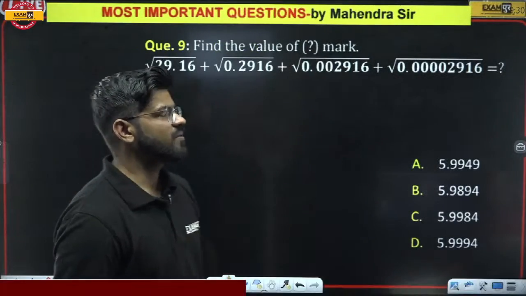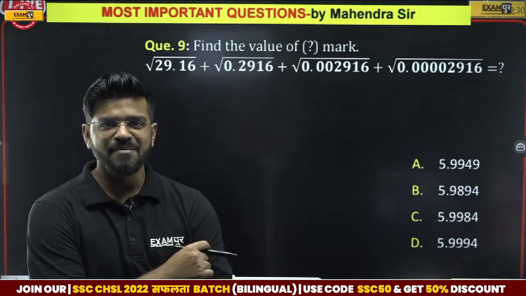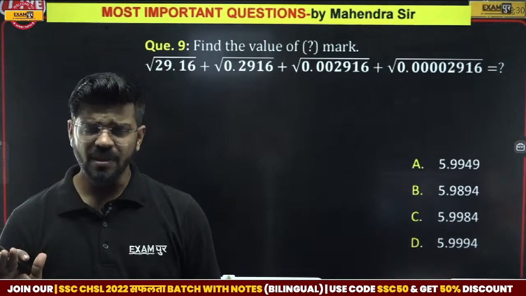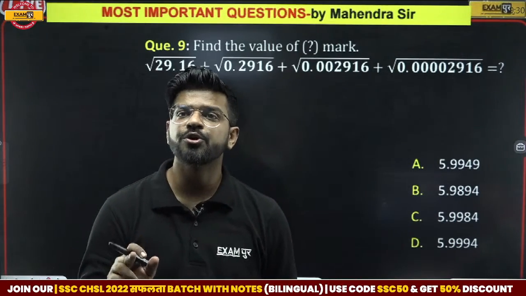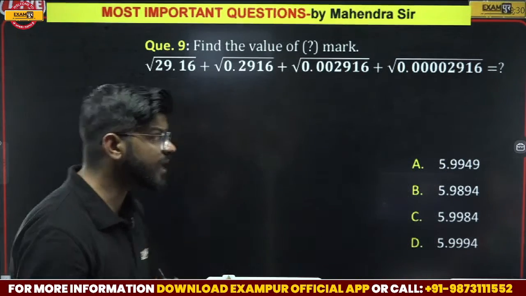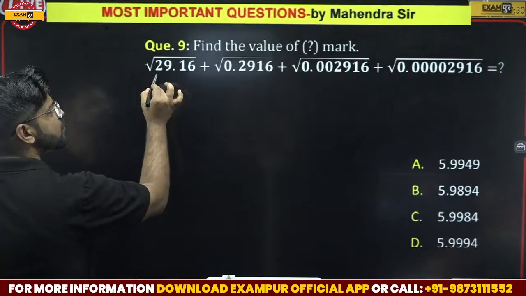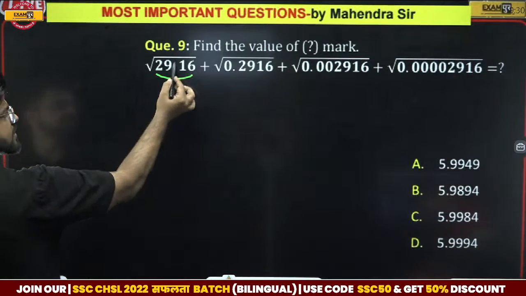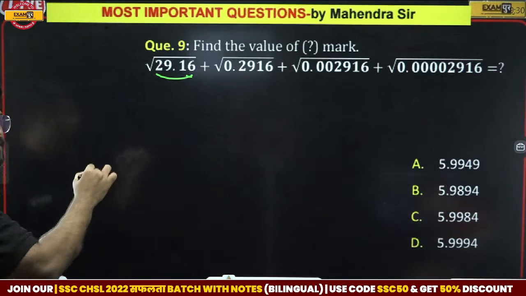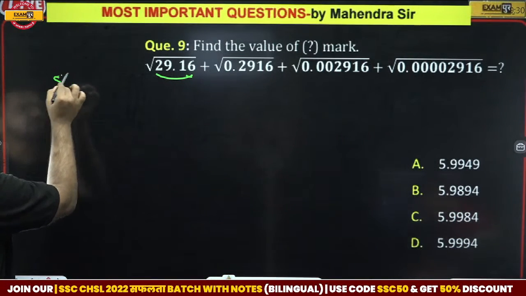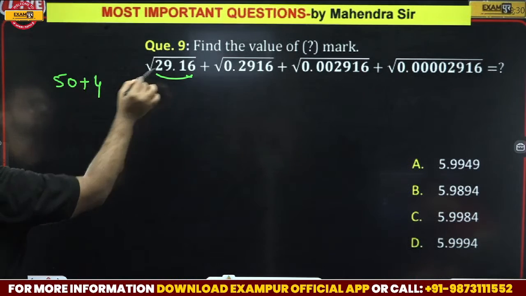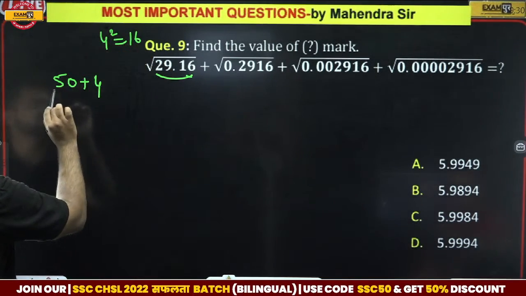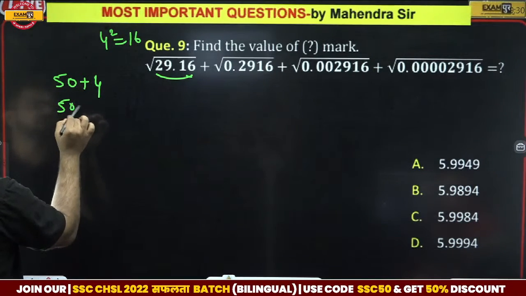Let's see. Now how to tackle this type of question? If you see these types of questions, you just ignore this. You just have to calculate this. What is this square? You can see that 16 is in the last. So 16 means this number should be 50 plus 4, because 16 is the square of 4. So this number should be 50 plus 4 or 50 minus 4.